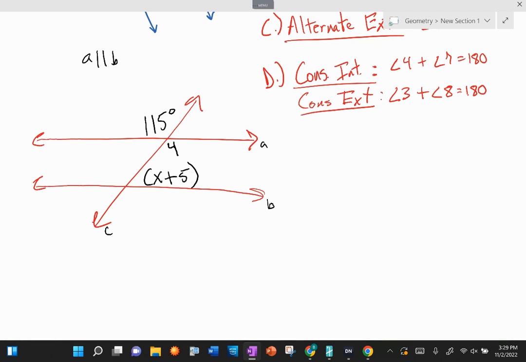So what you have to do first is identify relationships. Identify angle relationships. What's the relationship between 115 and 4? Yeah, they're vertical angles. So you'd want to get out your notes from the corresponding angles and angle relationships worksheet. Then you can identify the angle relationship from 4 and x plus 5. I want you to work with someone you're sitting close to and see if we can figure it out first.